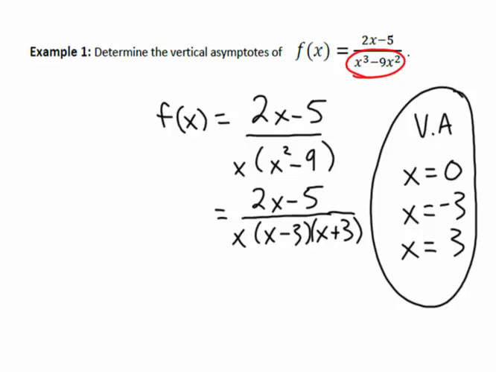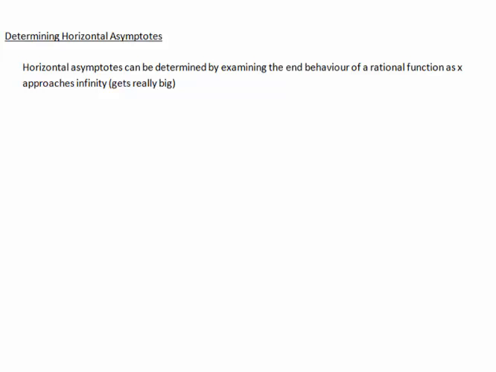Now, not every function will have a vertical asymptote, and it could have multiple vertical asymptotes, but that's how we would determine the zeros that are in the denominator. Well, what about the horizontal asymptotes? And the horizontal asymptotes are a little bit different here.